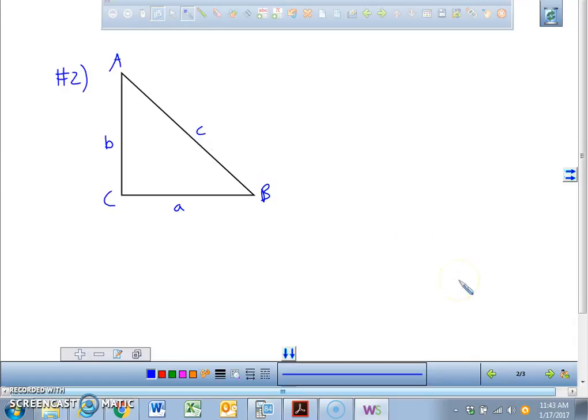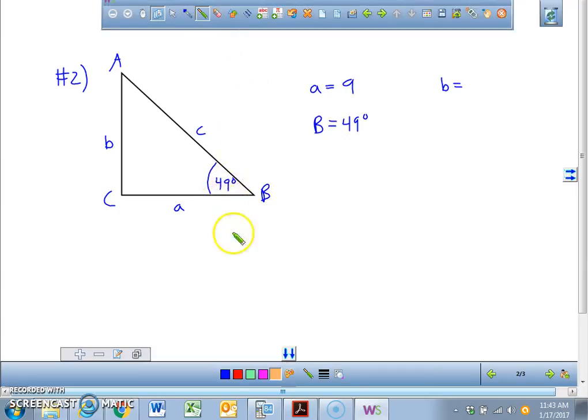Miranda, could you please tell me the given information in problem 2? Lowercase a equals 9. Capital B equals 49 degrees, and find lowercase b. Okay, so the very first thing I'm going to do, everybody, is label my angle right here. There's 49 degrees. I'm going to shade it in.